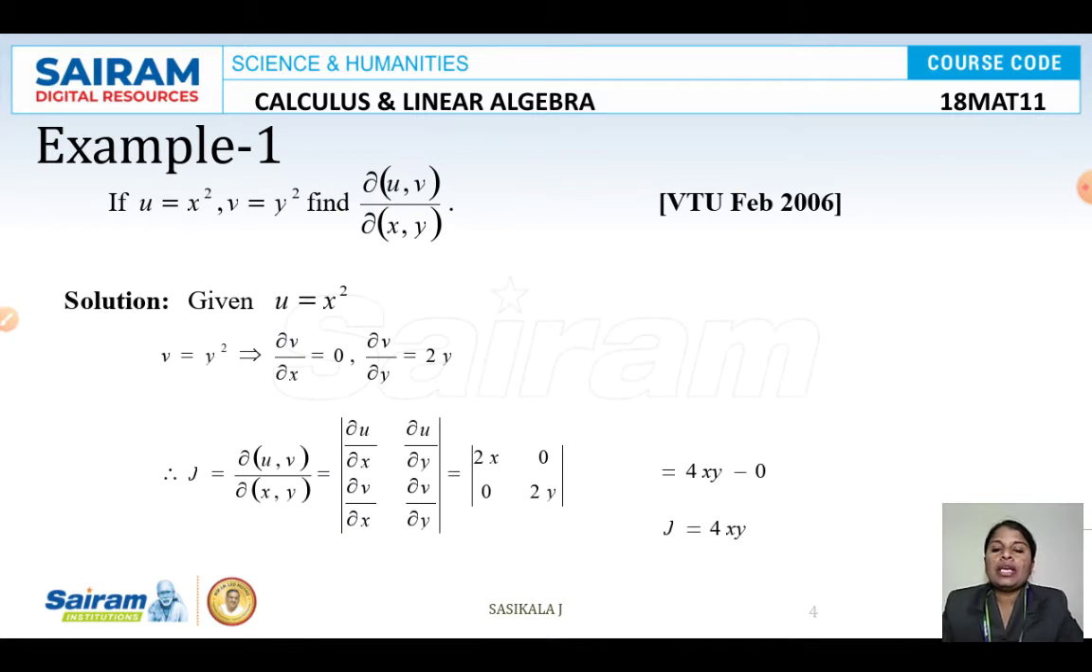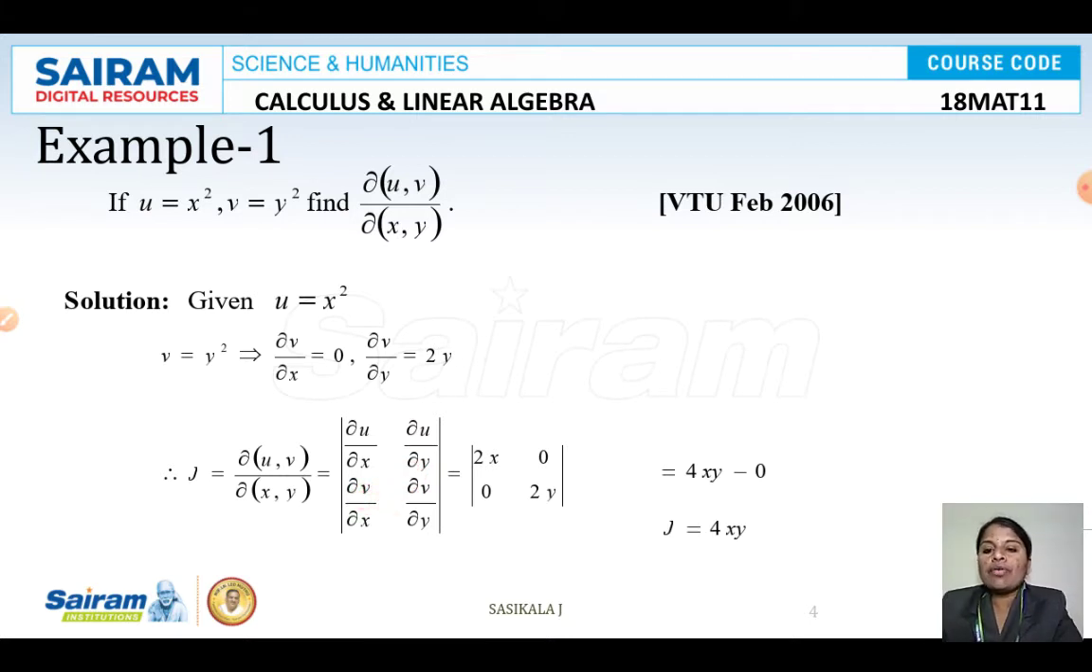Now we'll go for the example problems. In the first example, if u is equal to x squared and v is equal to y squared, then we need to find dou of u, v by dou of x, y. That means u and v are functions of x and y, so here x and y are the variables. So how will the Jacobian be defined? Dou of u, v by dou of x, y is the u function with respect to x and y in the first row, and then the v function with respect to x and y in the second row.